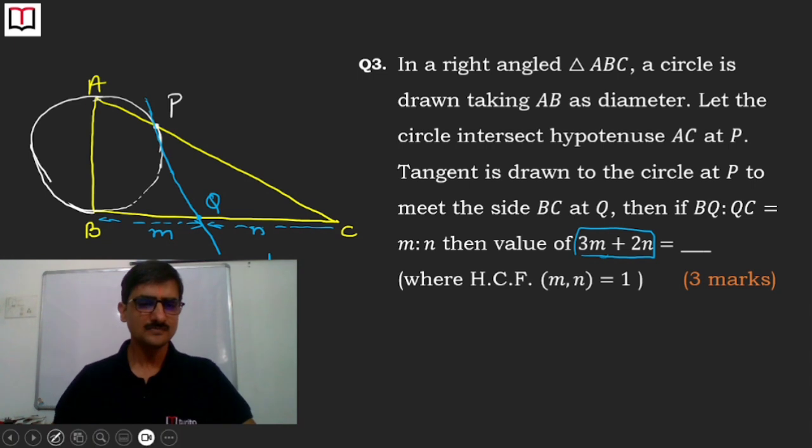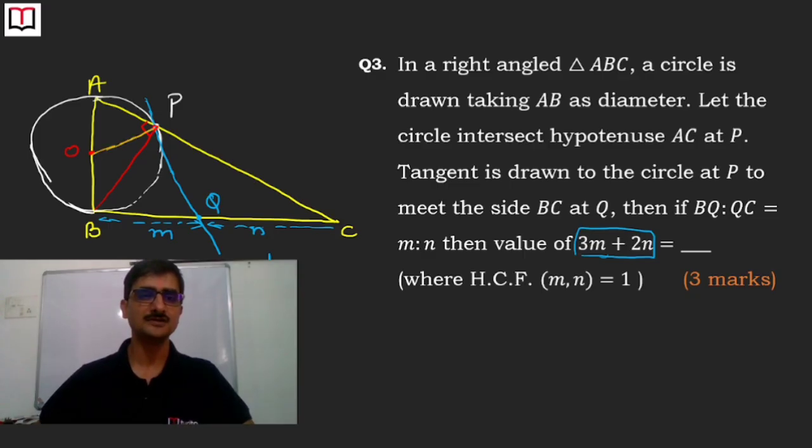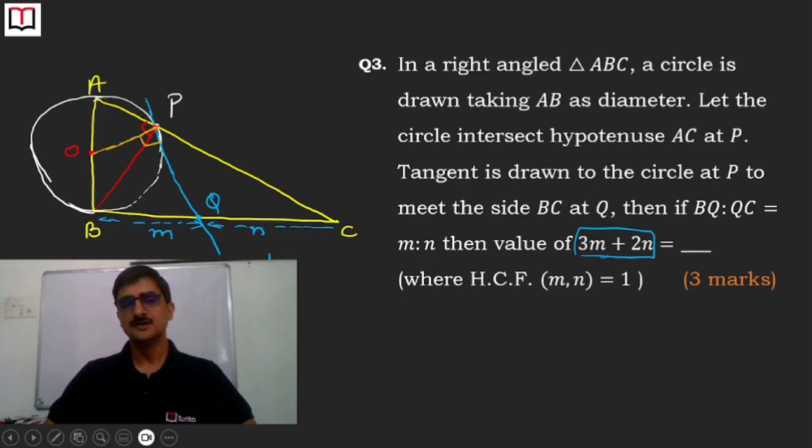We'll be using some basic results here. AB is the diameter. So if I join this point P with B, we know this is a right angle. Then I will consider the center of the circle, using basic theorems of circles which we all know from our childhood. The line segment joining the center of the circle with the point of contact of a tangent is always perpendicular to the tangent.